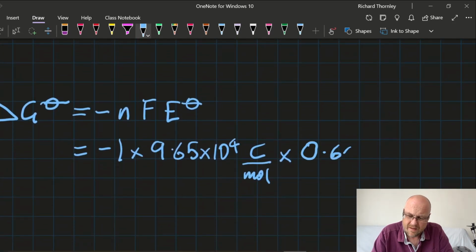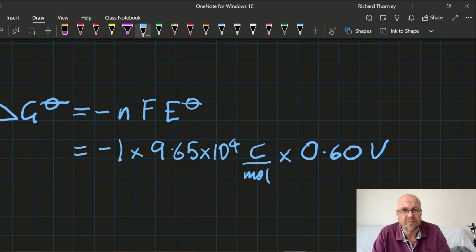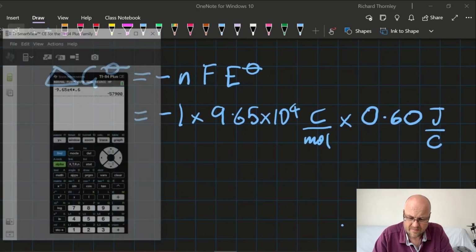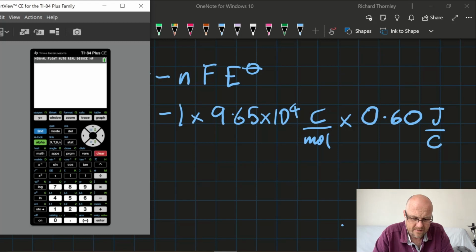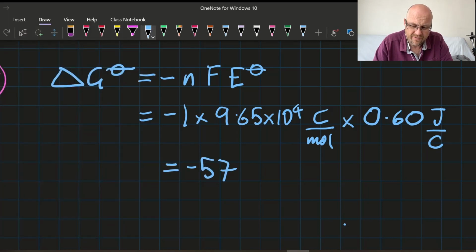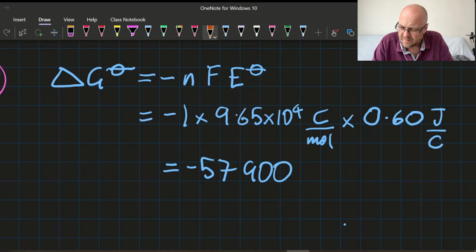Little tip, if you put the volt in, what the hell's going to happen with all the cancelling of the units? It's going to be kind of ugly. So a volt is actually a joule per coulomb. Let's do the mathematics. All right, so that's going to give me minus 57900. And what are the units going to be? Well, I've got my coulombs cancelling, and that just leaves me with joules per mole.